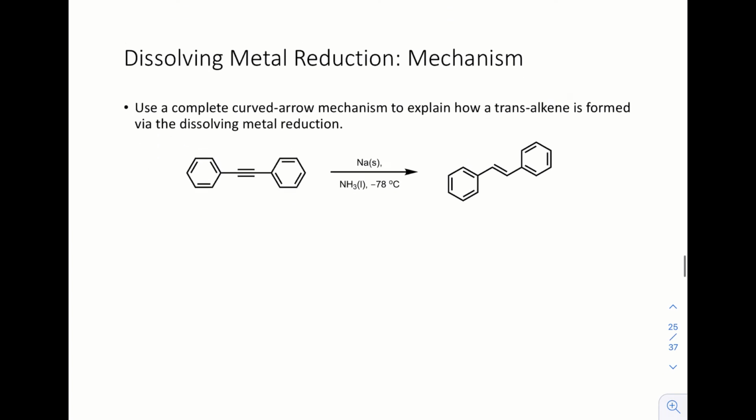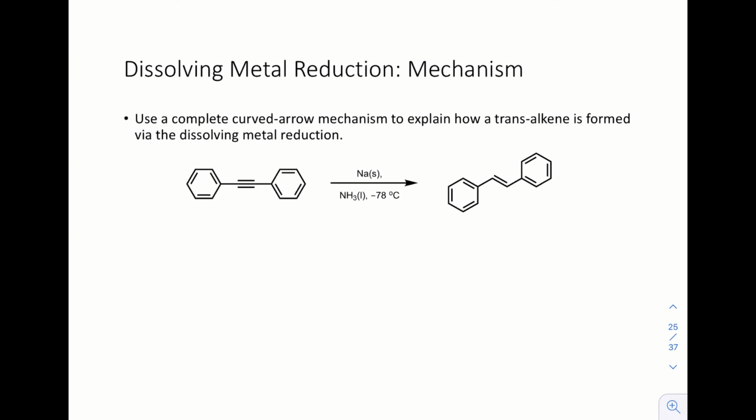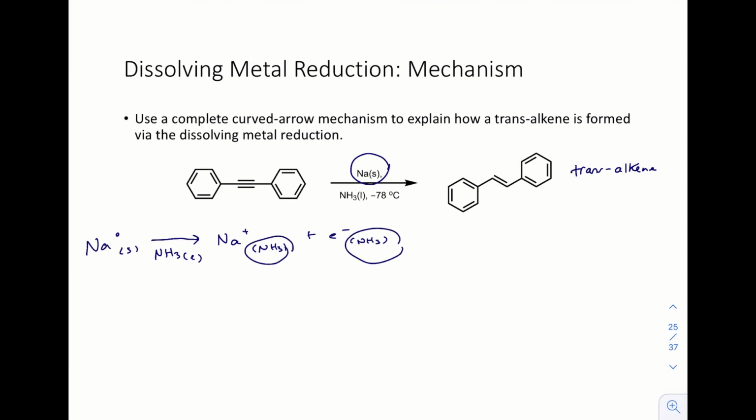Let's find out. We will use a complete curved arrow mechanism to explain how trans alkene is formed via the dissolving metal reduction. And that metal, sodium, does dissolve in liquid ammonia. Although I suppose it's a bit more complicated than that, because not only does it dissolve, it ionizes. It makes a solvated sodium cation and a dissolved electron. I know, it's so cool. And this is just indicating that these species are dissolved in ammonia. If they were dissolved in water, it would say aq.